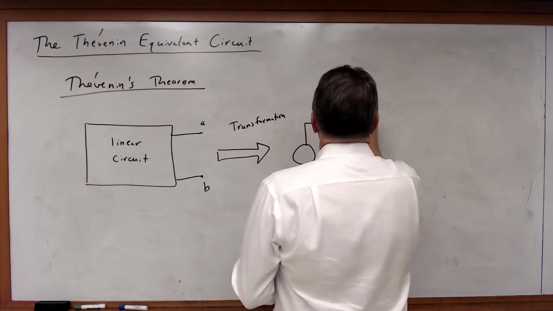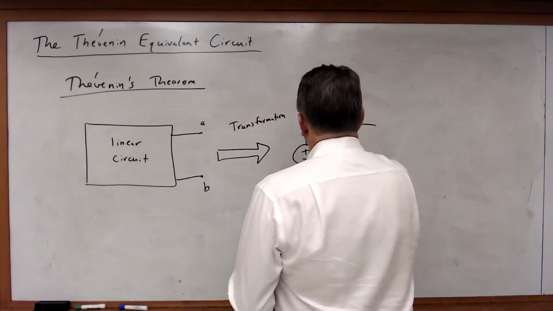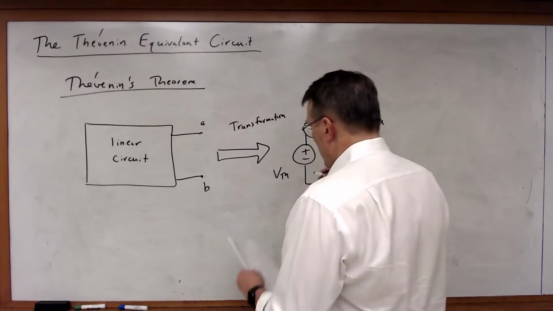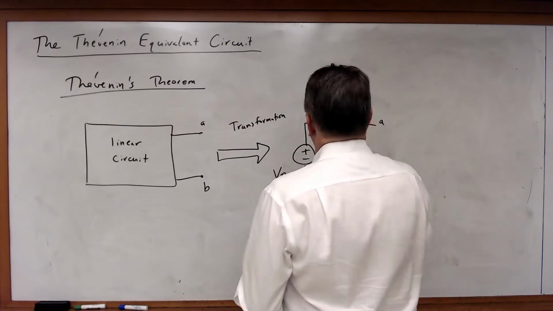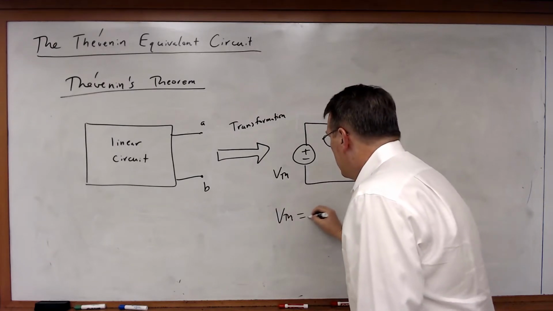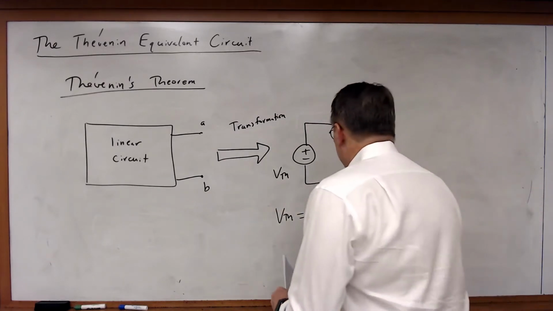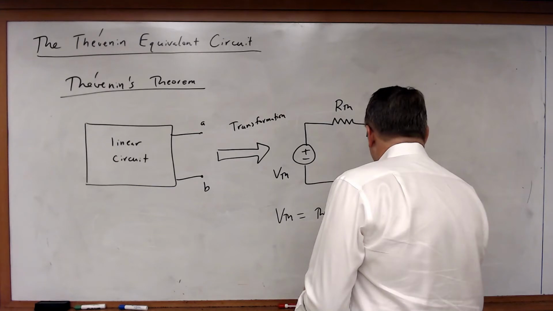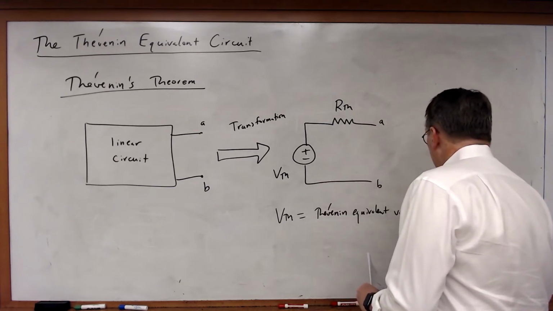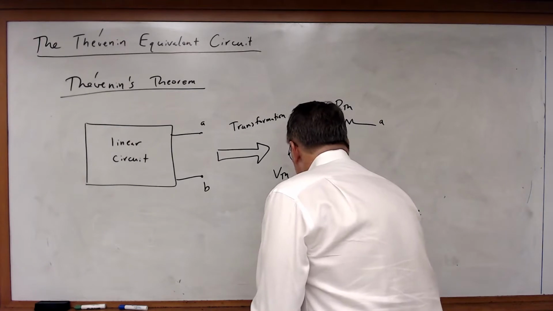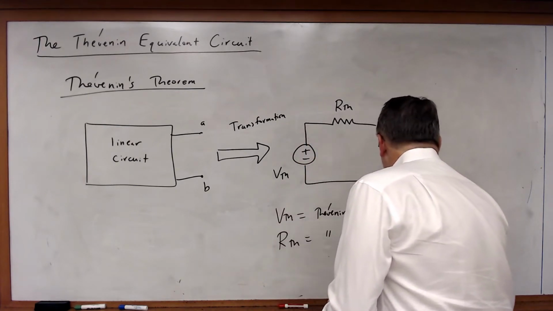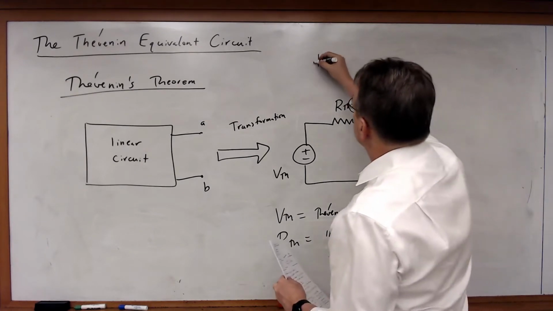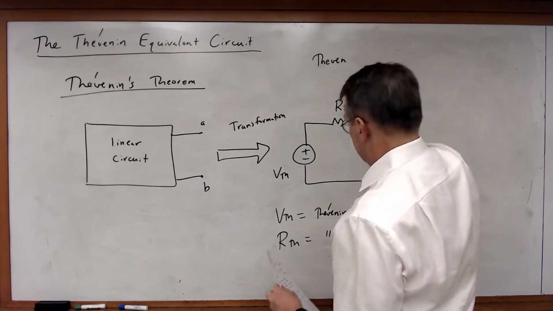to a voltage source in series with a resistance, where Vth is our Thevenin equivalent voltage, Rth is our Thevenin equivalent resistance. And this in turn is our Thevenin equivalent circuit.